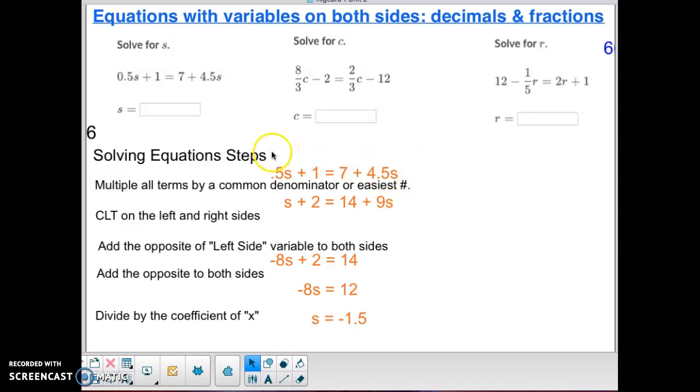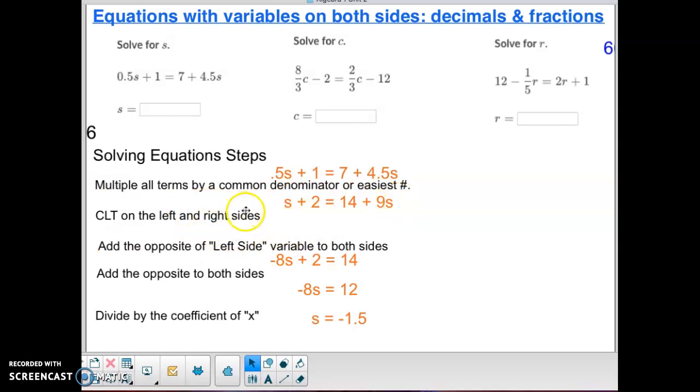However, you need to remember there are 1, 2, 3, 4 terms in this. And whatever I multiply one term by, I have to multiply every single term by that. So if I'm multiplying this by 2, I multiply this by 2 to get to s. I multiply 1 by 2 to get to 2. I multiply 7 by 2 to get to 14. And I multiply 4.5 to get to 9. Hopefully that makes sense.